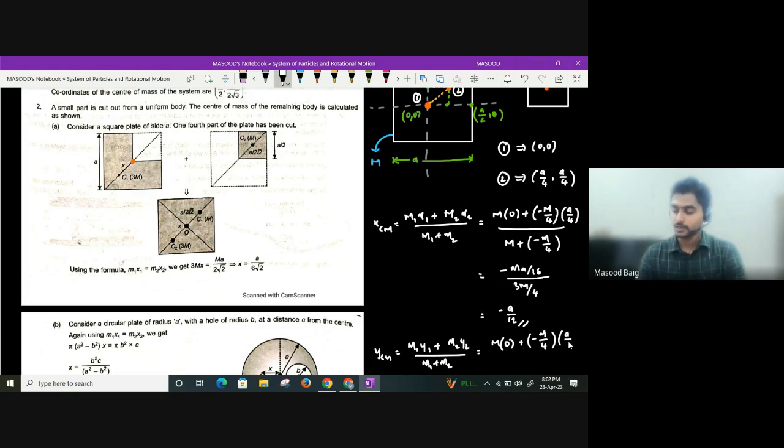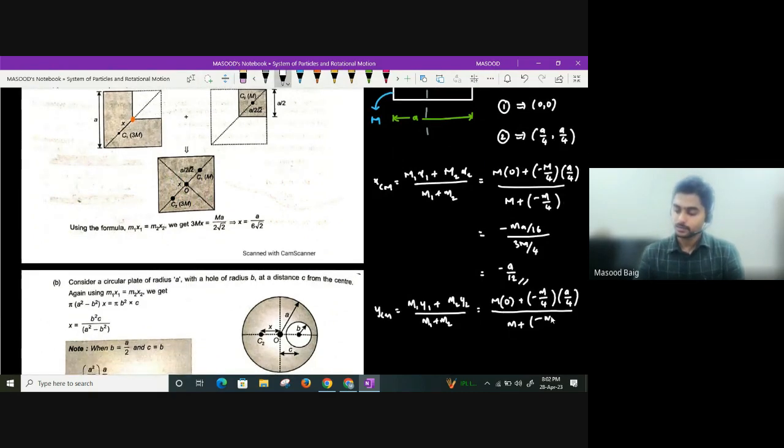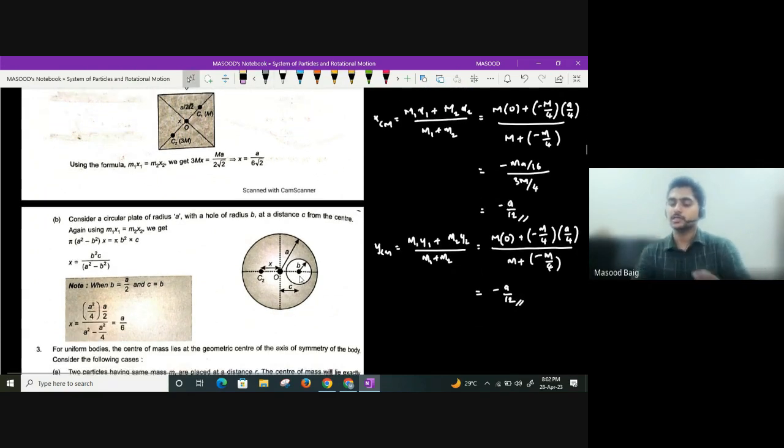And where is the y coordinate? Again, it is a by 4 only. What are we going to get again? Divided by m plus minus m by 4. So the y coordinate also you will get as minus a divided by 12. So where is the center of mass now? Initially the center of mass was lying at the geometrical center. But what is the new center of mass location now? It will be at minus a by 12, comma minus a by 12.